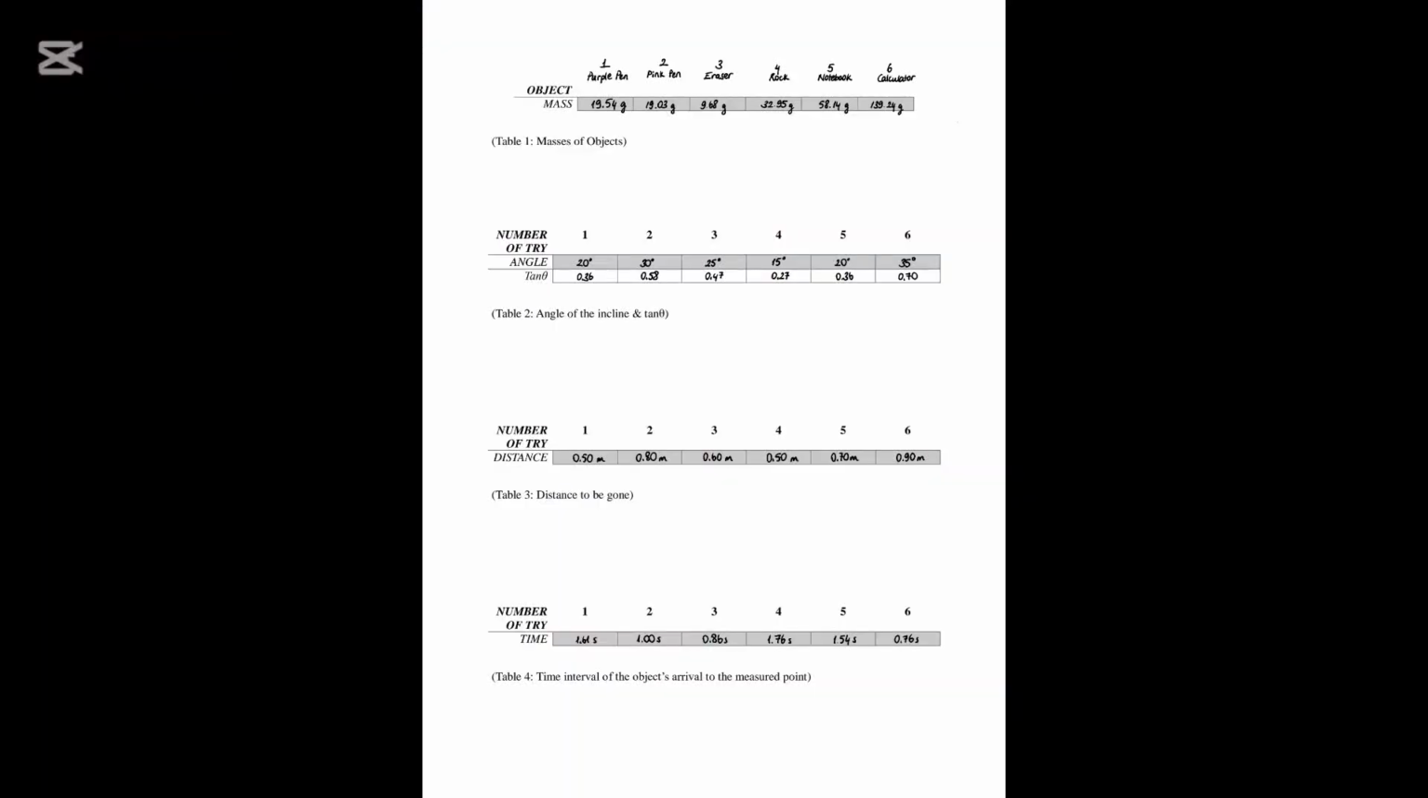After I apply each step to all my objects, this is the data I obtain. After obtaining this data, I calculate the acceleration of each object by using the displacement formula. Then I can calculate the net force by using Newton's second law after obtaining the acceleration. And finally, I can calculate kinetic friction coefficient as I know all other information I need.